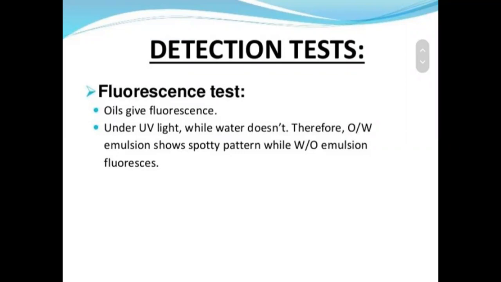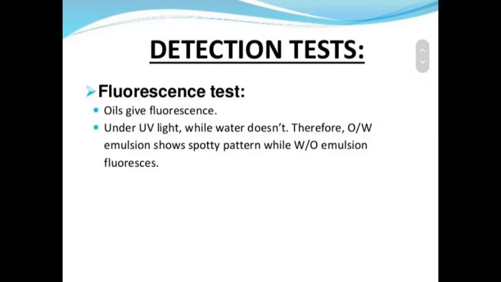So what do we do here? The emulsion is observed under the fluorescence test, that is, UV radiation, ultraviolet light. If there is whole-field fluorescence, it indicates oil is present in the continuous phase. If oil is in the continuous phase, then the type of emulsion is W/O, and in W/O the continuous phase is oil. If the fluorescence indicates that oil is in a continuous phase, then it is a W/O type emulsion.